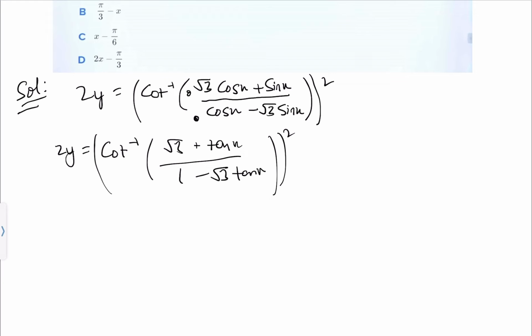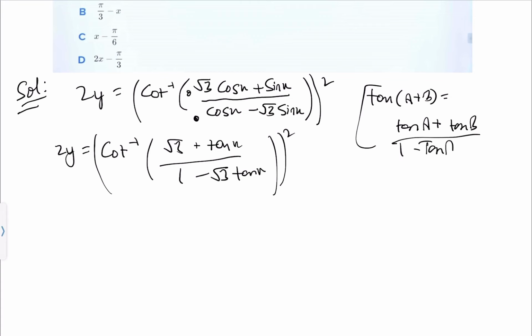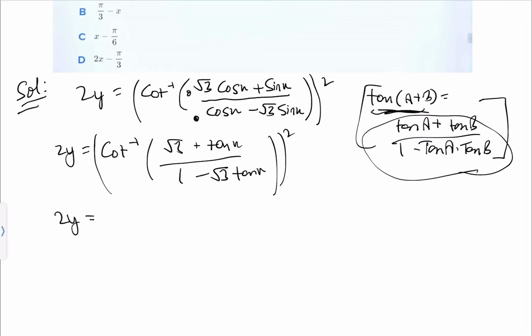we will apply the property that we know, tan (a plus b) equals to (tan a plus tan b) upon (1 minus tan a dot tan b). Here we are given a term like this, and we can simply derive it. So what we will get is 2y equals to cot inverse of tan of (pi by 3 plus x).